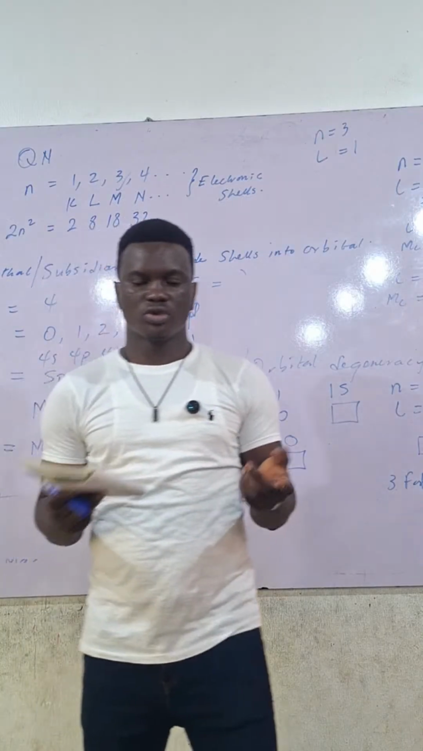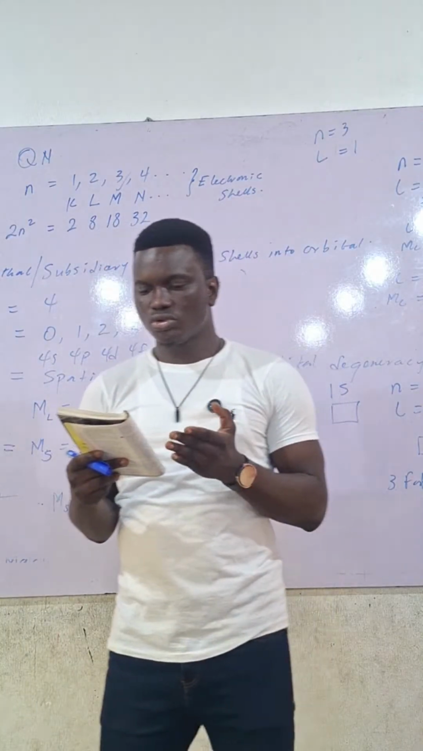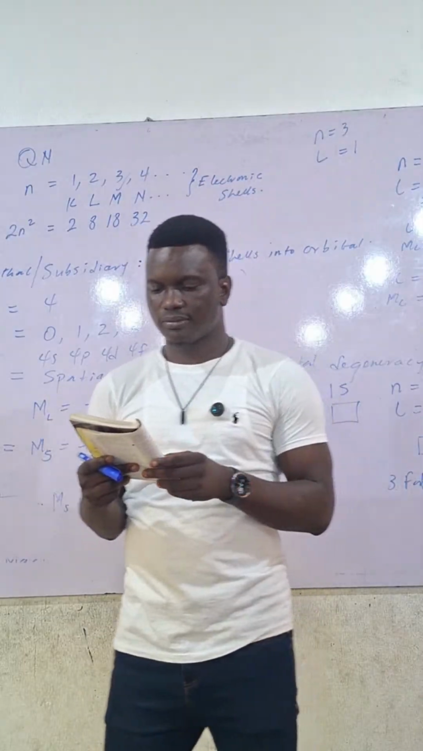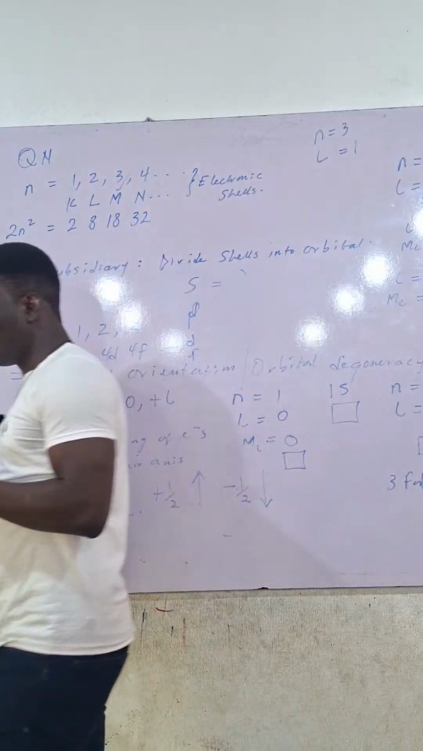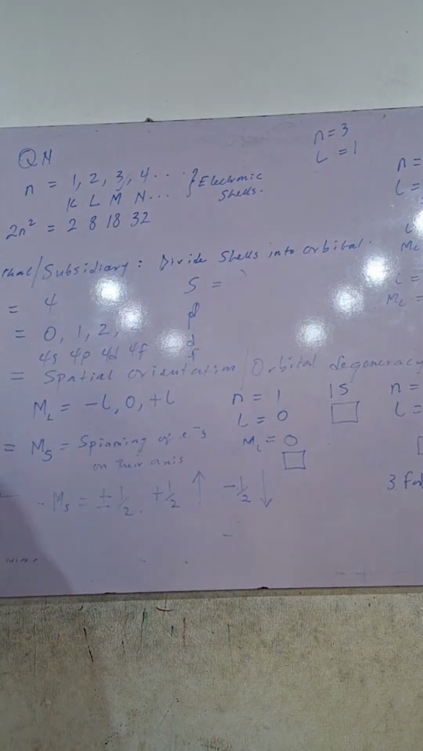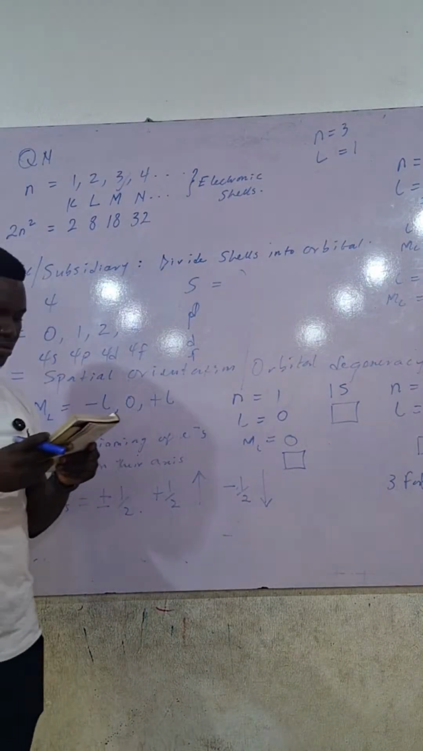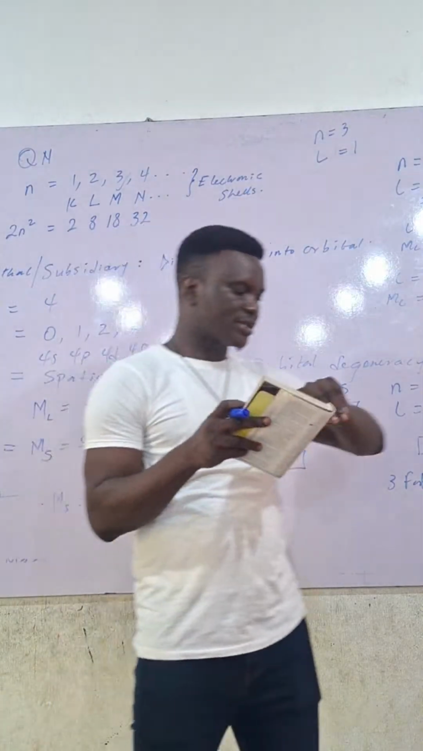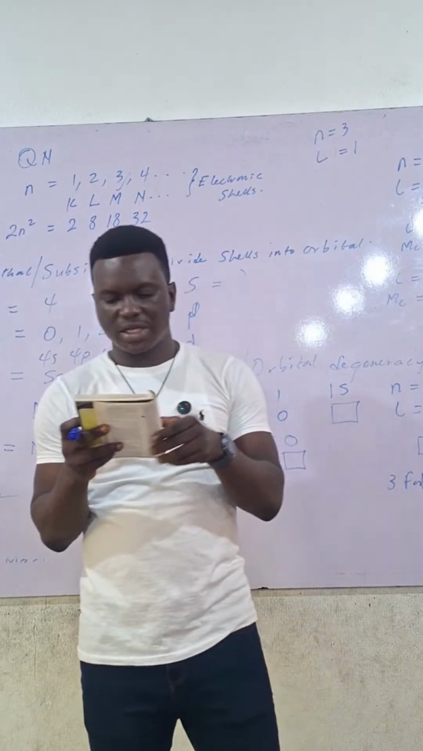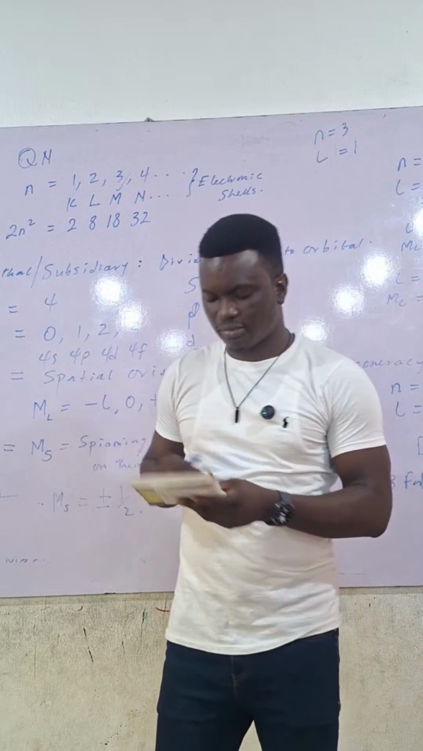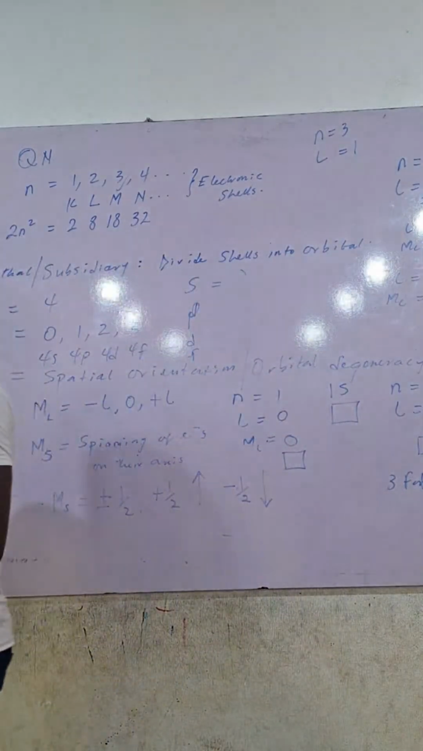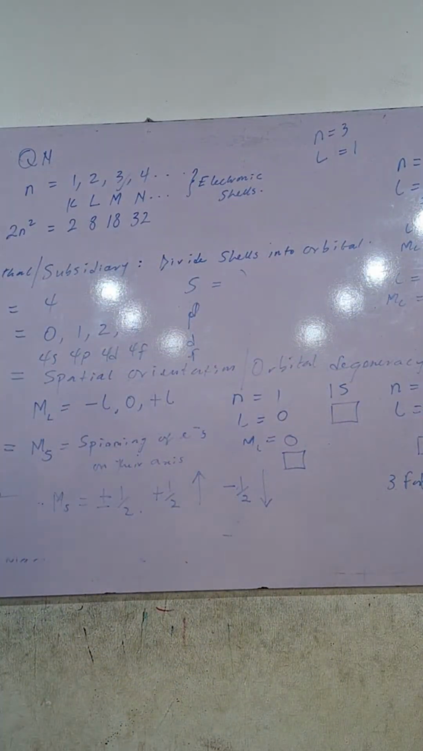That's false. So the answers are 2, 3, and 4. Is that taken? So number 24, before we move on to the next thing. Which of the following sets of quantum numbers is or are permissible of an electron in an atom? Which of the following sets of quantum numbers is or are permissible?